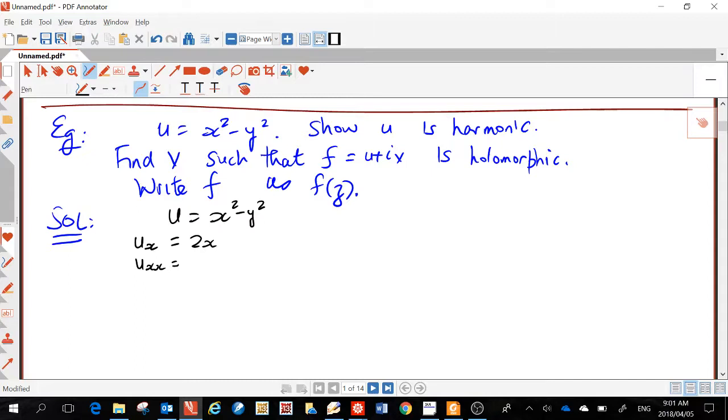And how about uxx? Differentiate 2x now with respect to x. What? 2. Now let's take uy. This time, treat x as a constant. So you're dealing with minus y squared. What's the derivative of minus y squared with respect to y, of course? Minus 2y. And what's the second derivative of that with respect to y again? Differentiate this with respect to y. Minus 2.